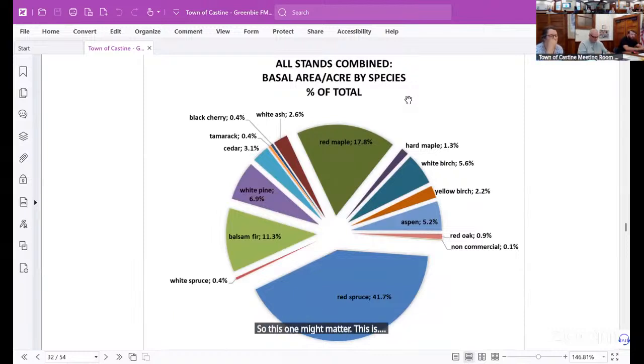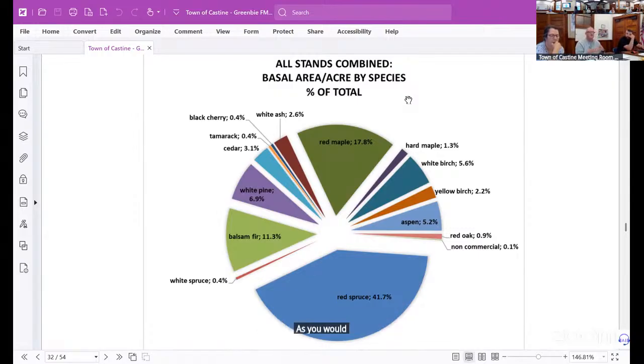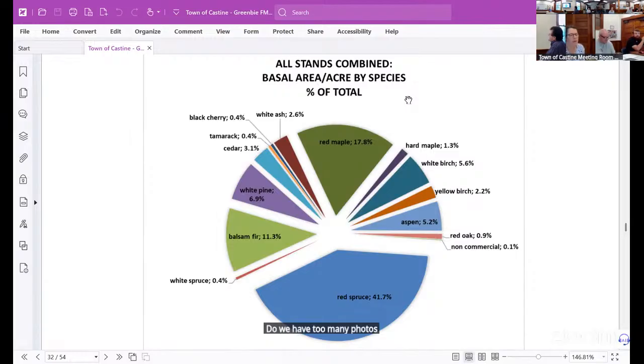I won't describe basal area, but the idea, it doesn't matter how you figure it out, if you look at the chart, red spruce, as you would imagine, is the biggest stand driving everything else. As a forester, red spruce is fine, we have to go back to all the diameter charts and ask, do we have too many open shore? That's a separate thing. Balsam fir and then the red maple.